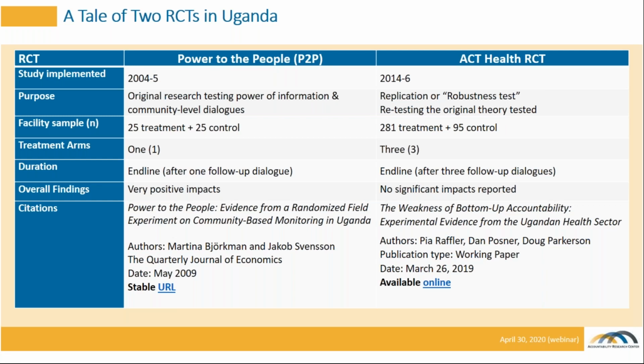And the Act Health is a more robust RCT for one key reason, and that's the sample size. So Power to the People had only 25 treatment health facilities, and Act Health had 281. So I wanted to, if you can see in the slide, hopefully those links work. Both of those papers are very, very available, and I encourage everybody to read them as well. Next, please.